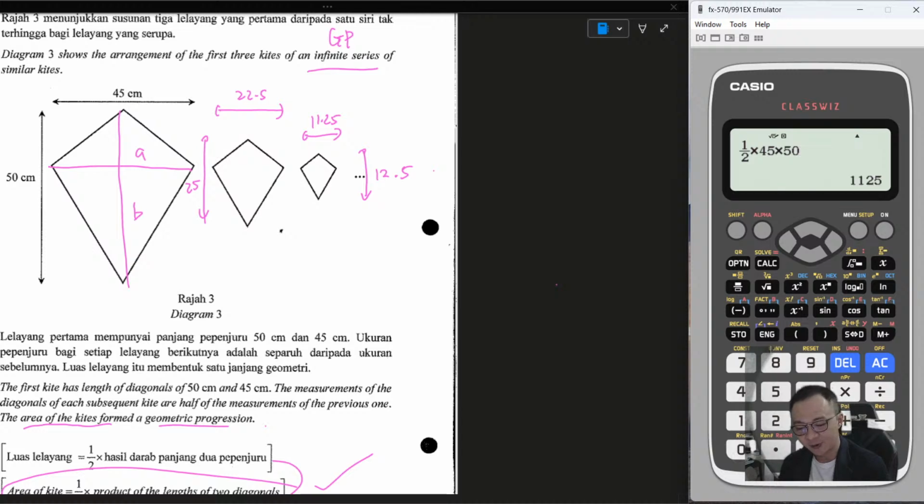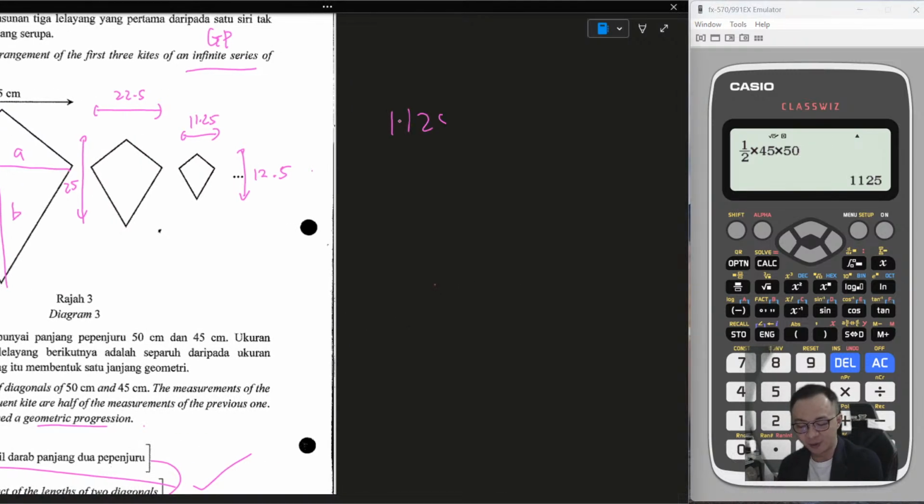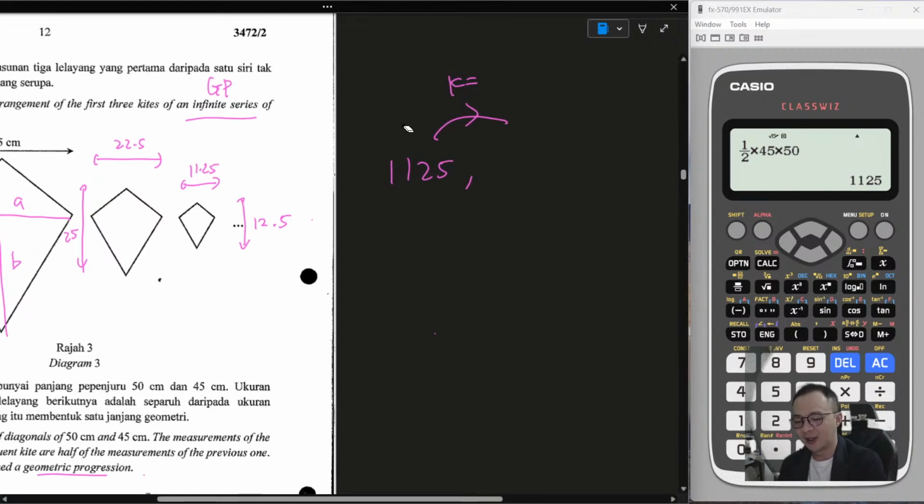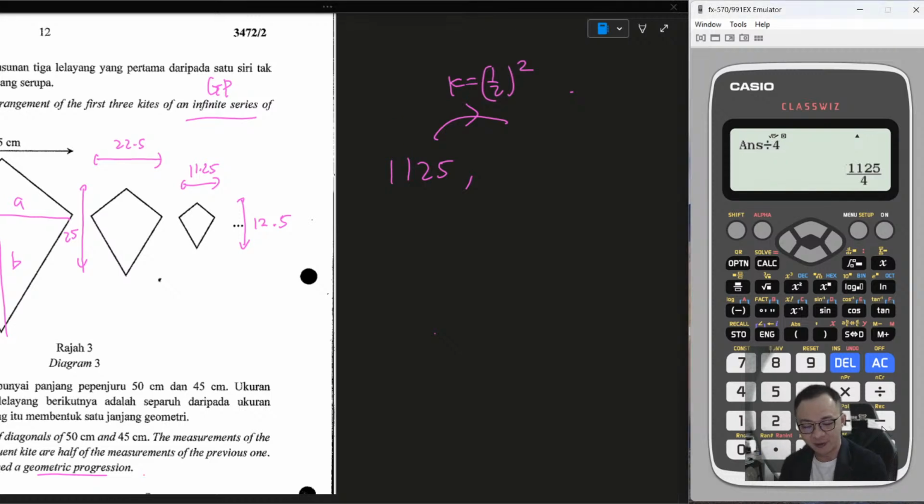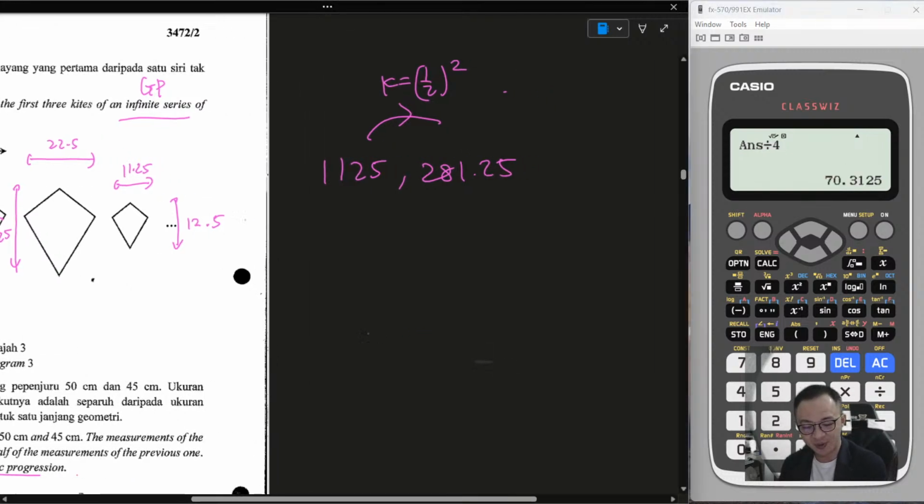So the first one is 1, 1, 2, 4. And then because it will be half of it, so half. If you learn about transformation, you know the scale factor for area is always squared, isn't it? So R should be 1 over 4. So divided by 4, should be 281.25. Then divided by 4 again. So the next one should be something like this.